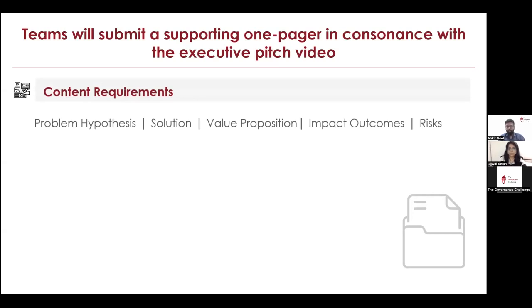Then you talk about the solution. So what is the larger solution approach that you're taking? And within that, what are the 2 to 3 key ideas that you believe are the game-changing ideas that would lead to some kind of change?